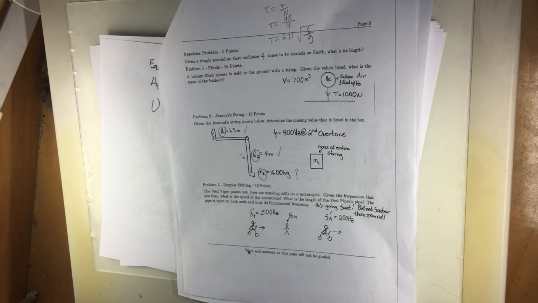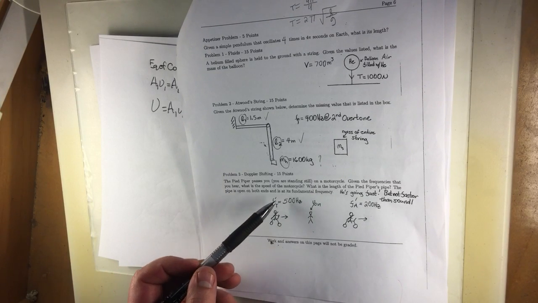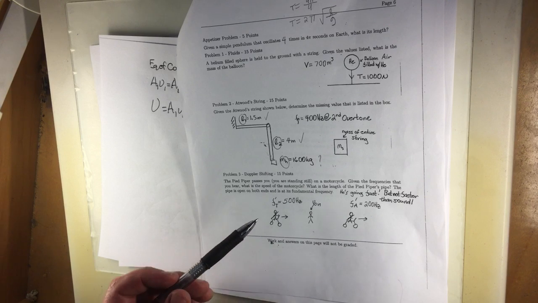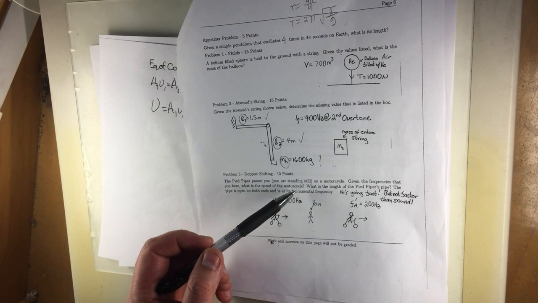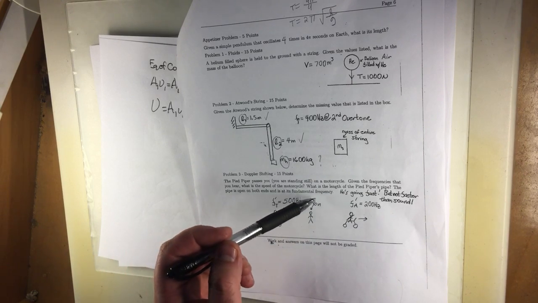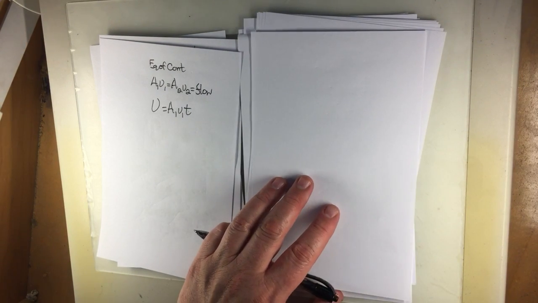Yes? Can I do the Doppler? Okay, we'll do it again. We did one. I have the frequency that I hear towards and away. What is the speed of the motorcycle? What is the length of the Pied Piper's pipe? It's open at both ends and it's at its fundamental frequency. So it is definitely a hybrid problem for test 3.